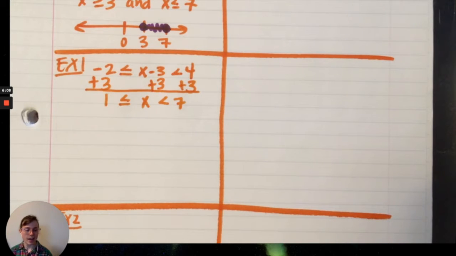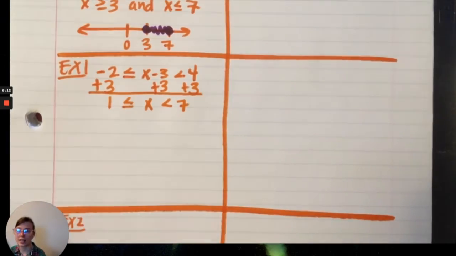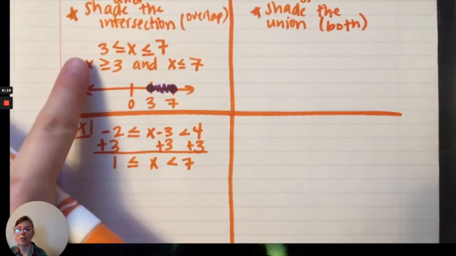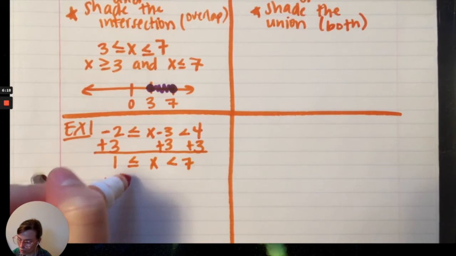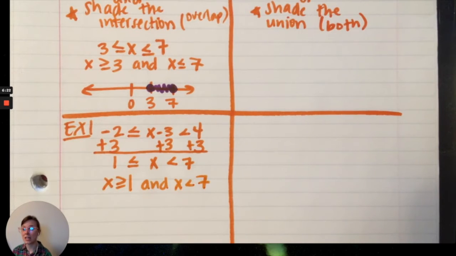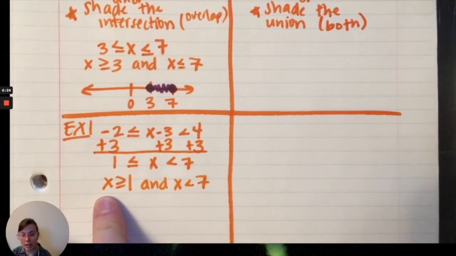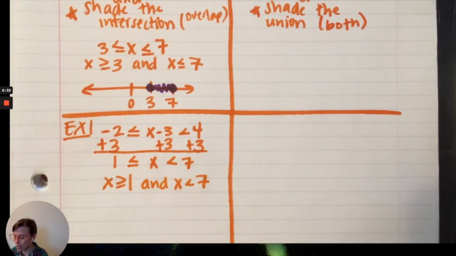Woohoo! So now it's as simplified as I can get, just like the first one we had up here. So this actually means that x is greater than or equal to 1 and x is less than 7. That's what this means. You don't have to rewrite it out like this. The goal of a compound inequality is to be lazy and keep it in the compound form. All right, so I can leave it here.